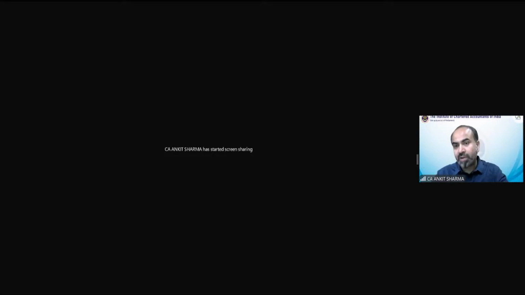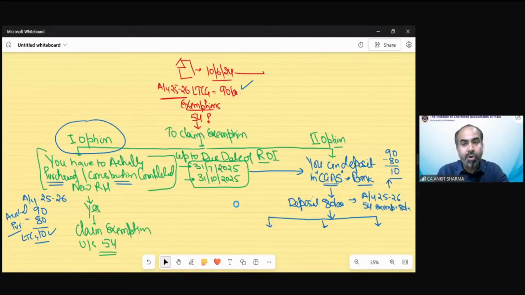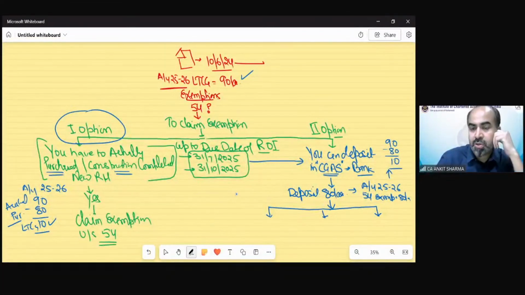So we were discussing the provision of section 54, and we were on the last points number 5 and 6. We have seen that if you want to claim exemption, you have two options: either actually purchase or construct the property, or else deposit the amount you assume to invest for the purchase or construction in a specific account, that is the capital gain account scheme. Whatever you deposit in that scheme, income tax will give you the exemption, assuming that it is a section 54 exemption.